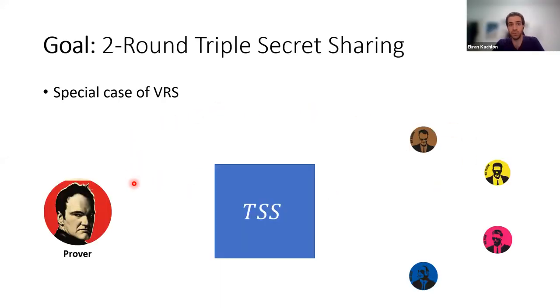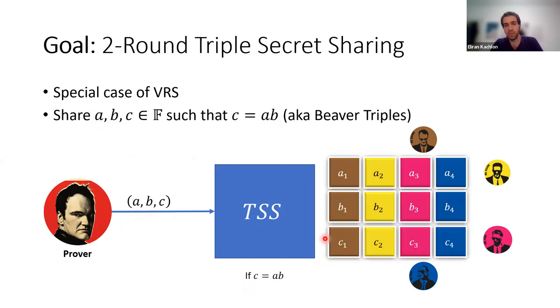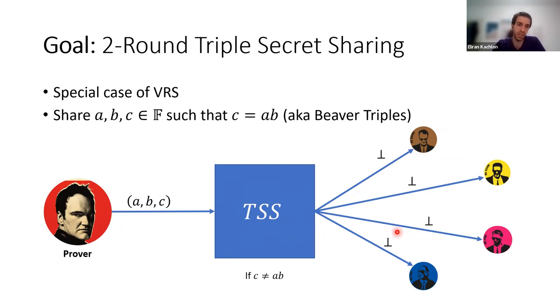Okay, now I will show you the heart of the construction, which is a protocol for a triple secret sharing. This is just a special case of verifiable secret sharing, where the prover wants to share a triple A, B, and C, and also to prove that C is equal to AB. So formally, the prover inputs a triple, and if C is equal to AB, then the functionality should generate shares of A, of B, and of C by using the same secret sharing scheme that I've just described. And otherwise, if C is not equal to AB, then the verifiers should know that the prover tried to cheat.